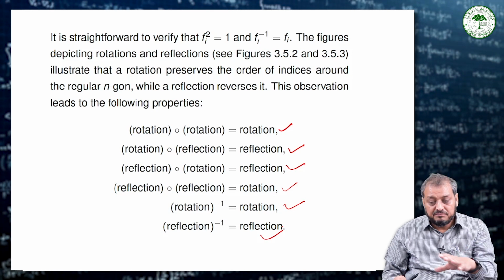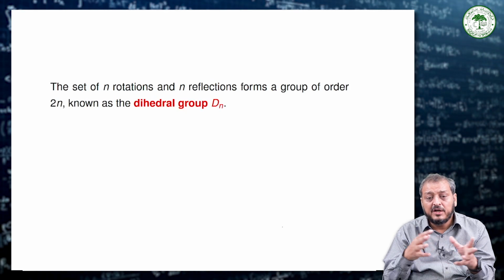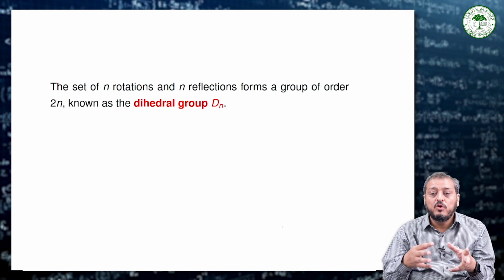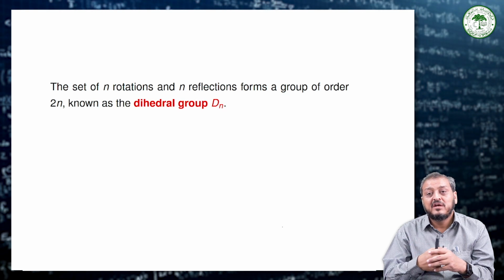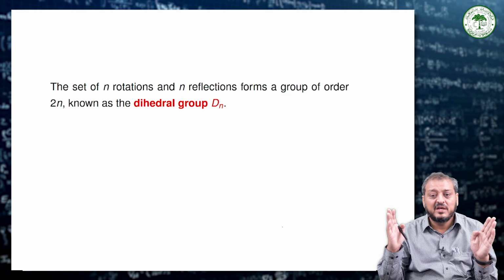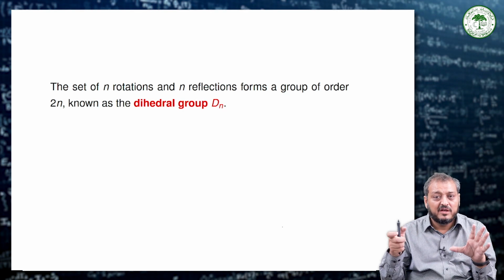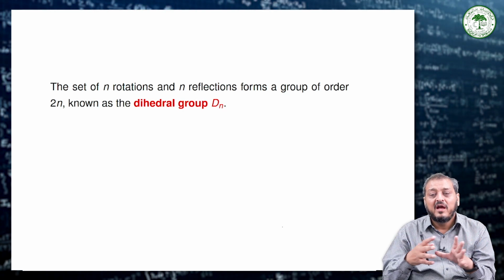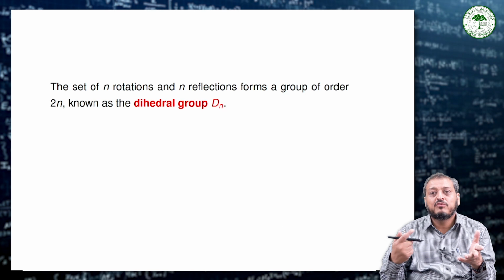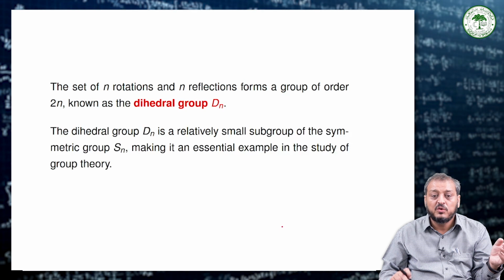So now we can say that the set of n rotations and n reflections forms a group of order 2n, known as the dihedral group Dn. Because we have n rotations and n reflections, the total order of the group is 2n. That is called the dihedral group Dn, and the order of Dn is clearly equal to 2n.